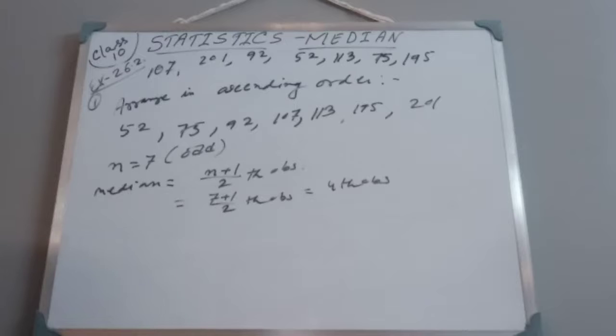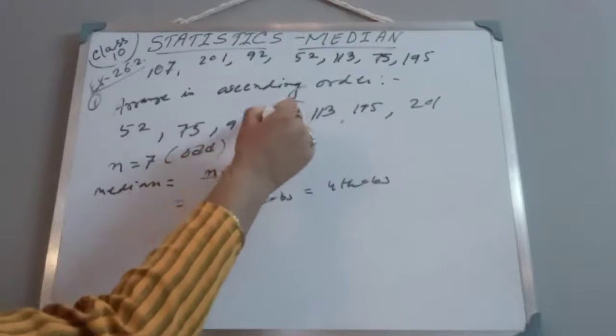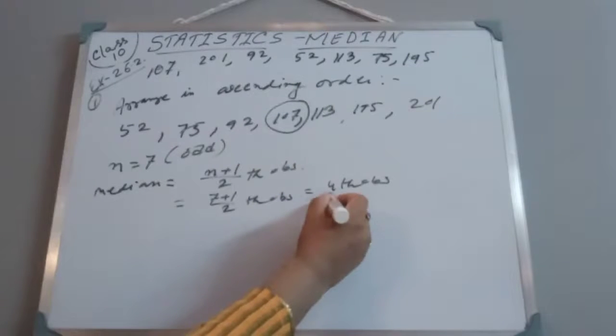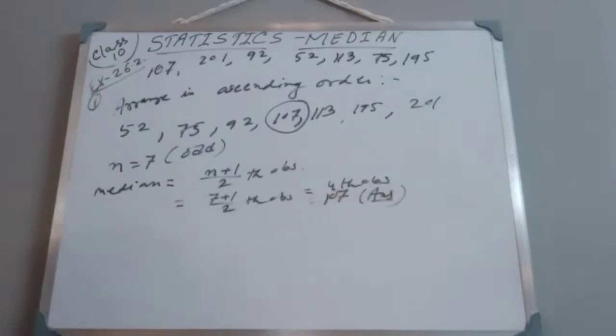Got it? Now this is the 4th observation. Let us count: 1, 2, 3, 4. The 4th observation is what? 107. 107 is the 4th observation. So the answer will be 107 as median.